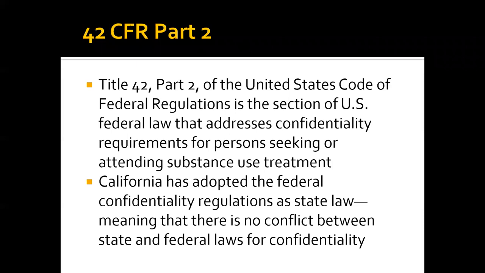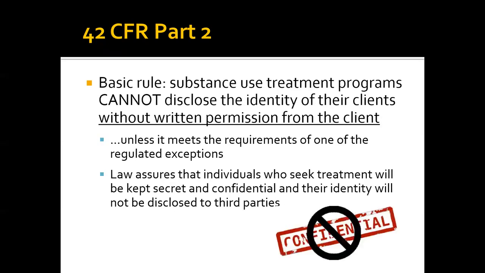is the section of U.S. federal law that addresses confidentiality requirements for persons seeking or attending substance use treatment. California has adopted the federal confidentiality regulations as state law, meaning that there's no conflict between state and federal laws for confidentiality. It also means that California doesn't have a section in its own code of regulations that specifically addresses confidentiality for substance use treatment programs. In fact, they have a reference in the Code of Federal Regulations stating that certified or registered alcohol and drug counselors must follow the confidentiality regulations as dictated by 42 CFR Part 2.